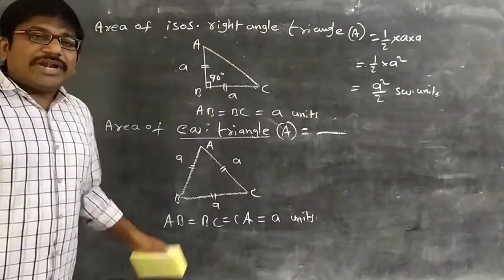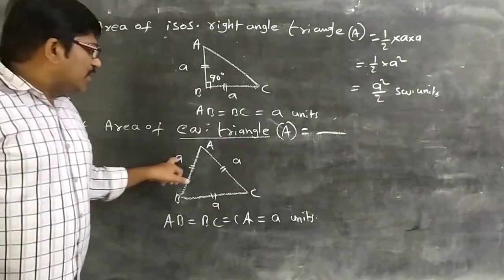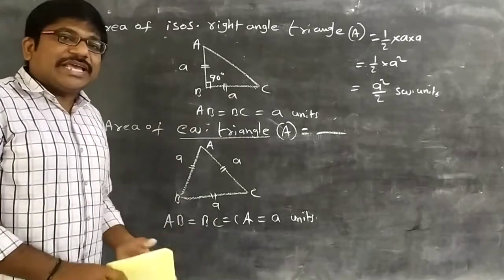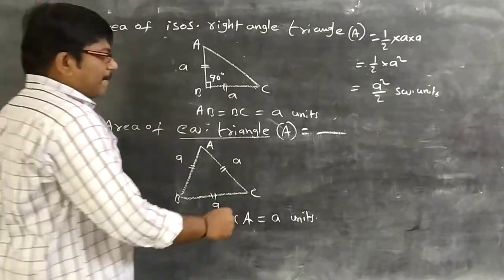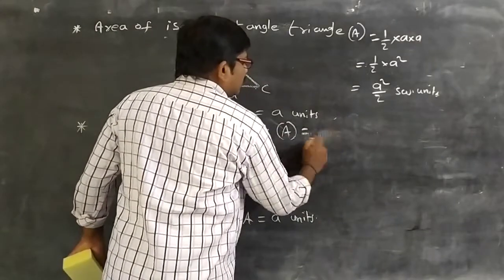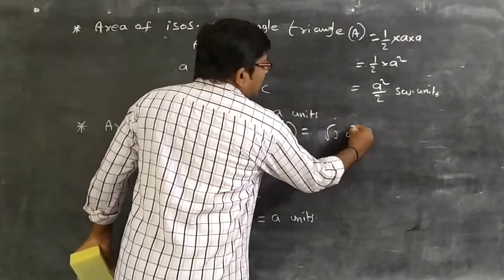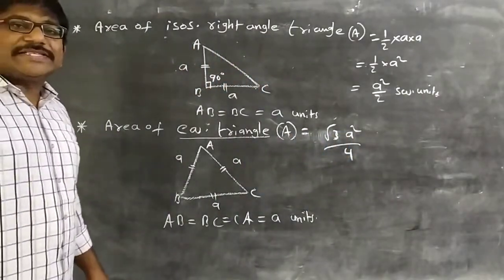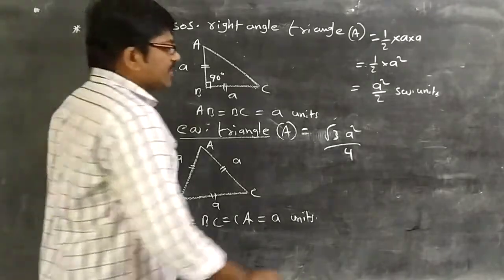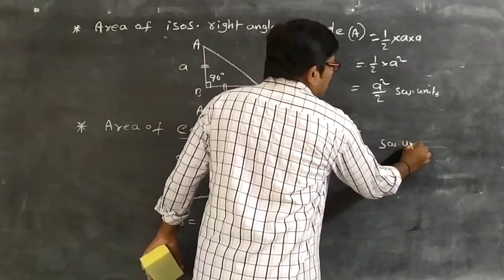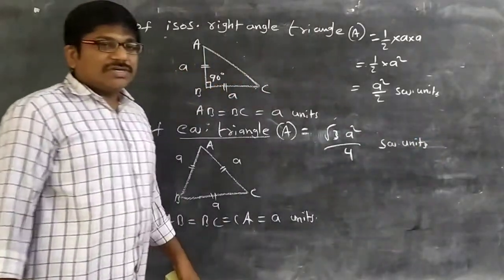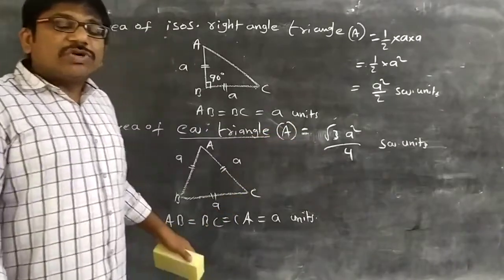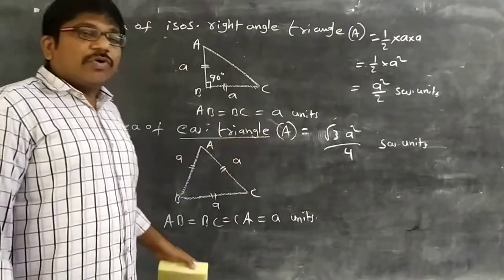Right? So what is its area? In this, one equal side is given, what is its area? The area of an equilateral triangle is root 3 A square by 4. So the area of an equilateral triangle is root 3 A square by 4 is its formula, right? Square units. So how do we get this formula? Let me explain.